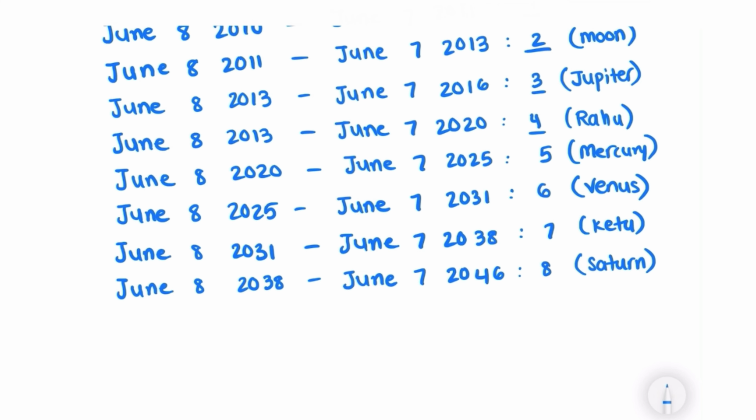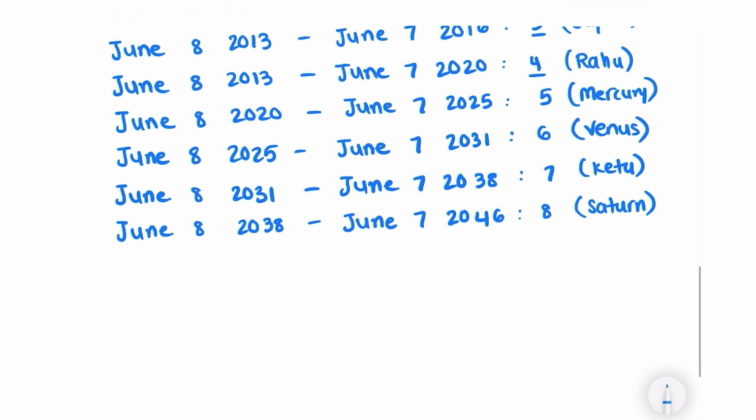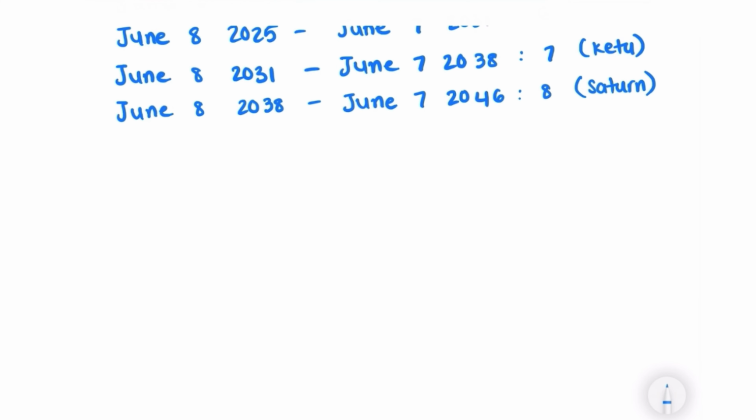Okay, and you just keep going on and on, okay? So I'm not going to calculate further because you guys, I think, got the idea. After that, you add 9 to this year, then you go back to 1, 2, 3, so on and so forth, okay? So this is how we calculate Mahadasha.